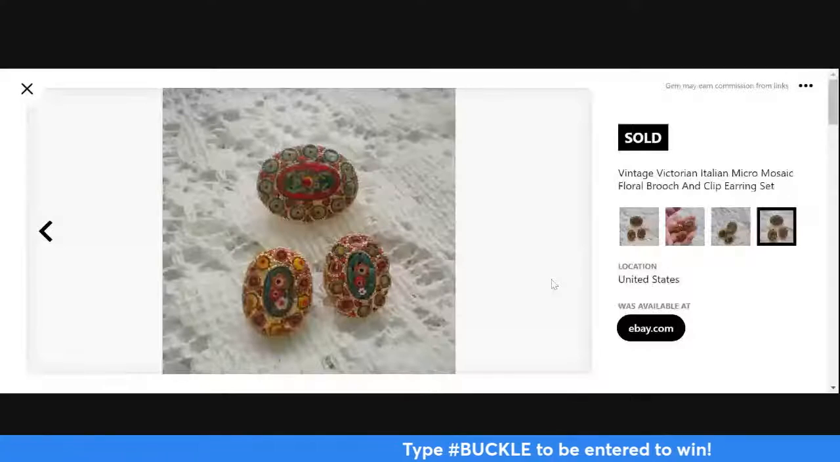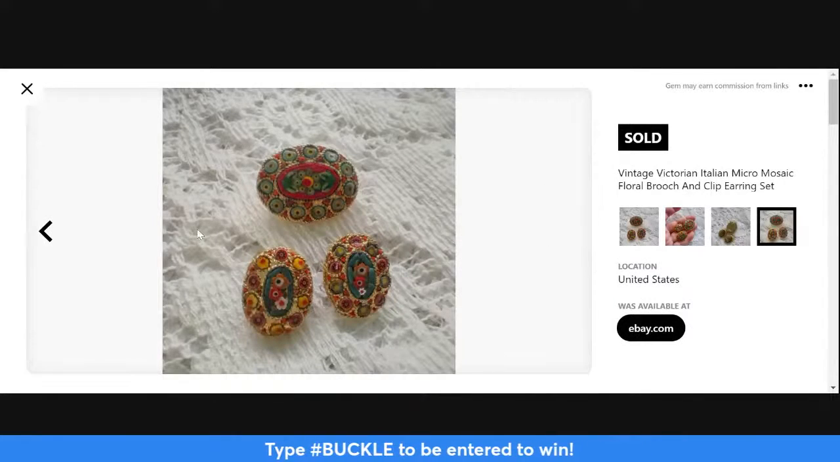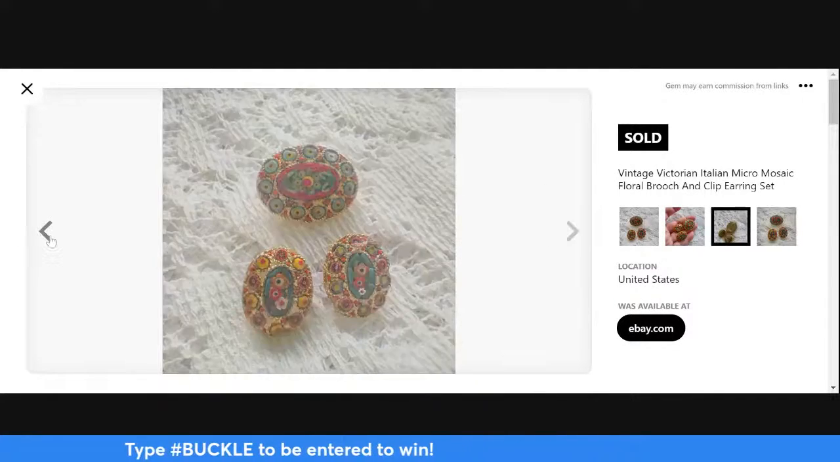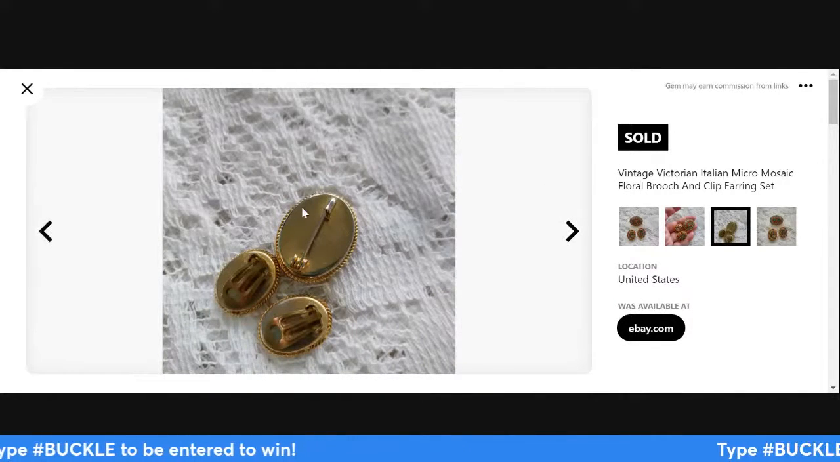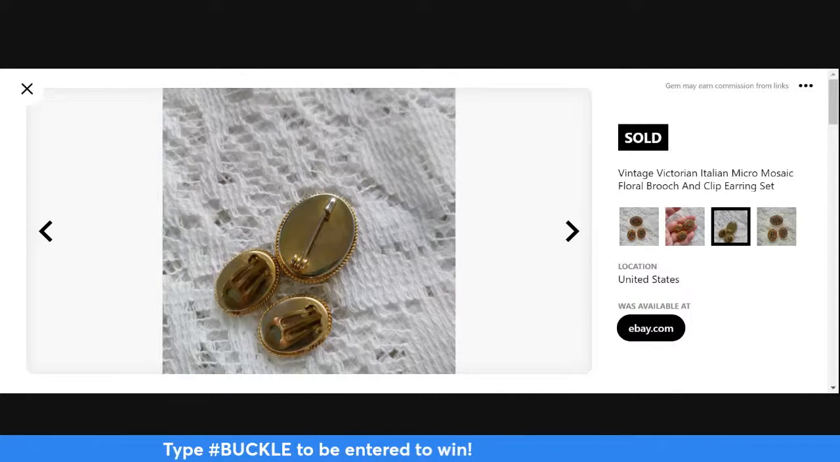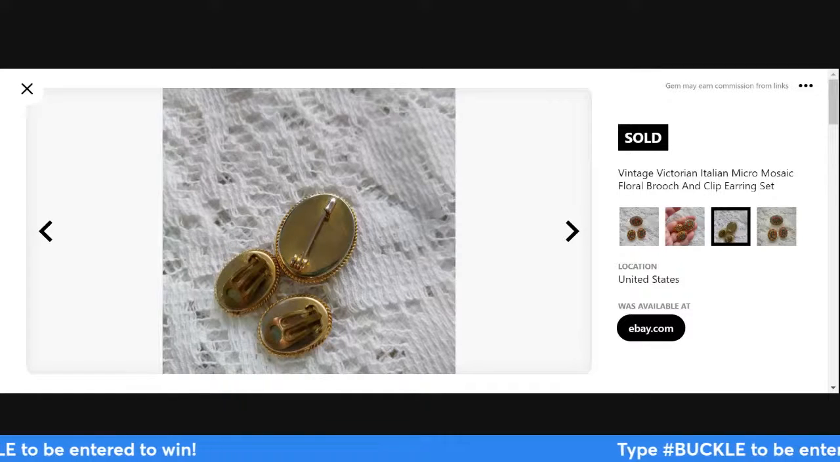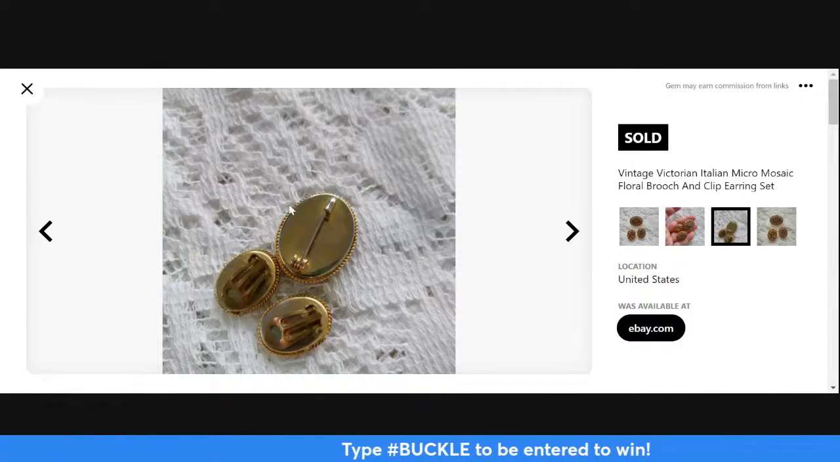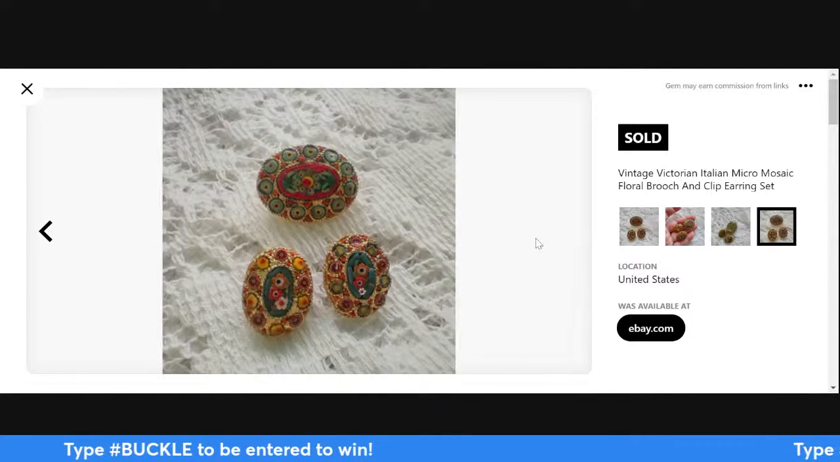This listing has sold, and we're just looking at it on gem.app, and we've got a pair of earrings and a brooch here. They are saying that it is Victorian and they are clip-on. And from what we just learned with those clip-ons, they are more likely to be from the 30s, not the Victorian period. Again, you've also got an older catch. It is a costume piece, micro mosaic. This is definitely not Victorian.